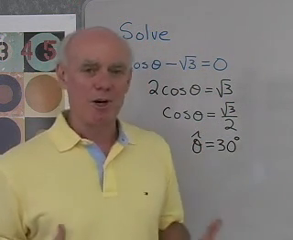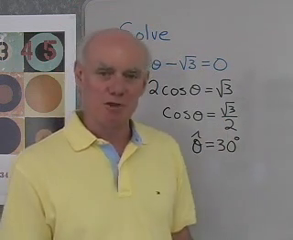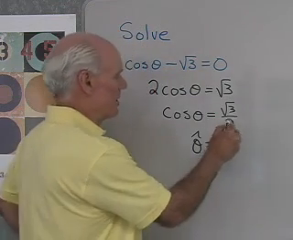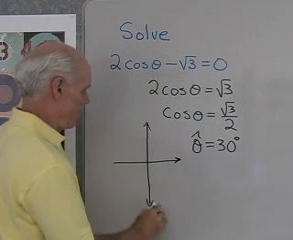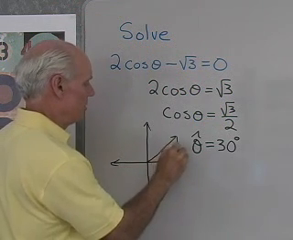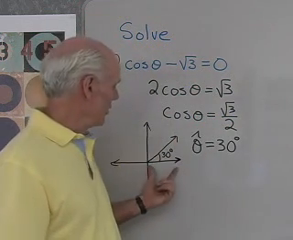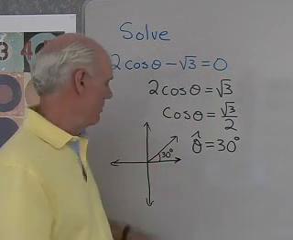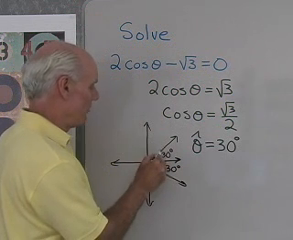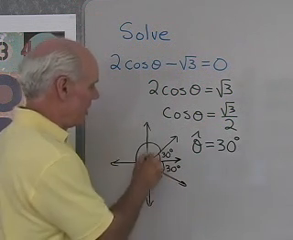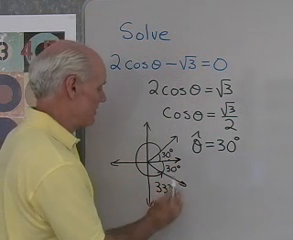Then I ask myself, okay, where is cosine positive? Cosine theta is equal to positive square root 3 over 2, so where does that happen? Well, cosine theta is positive in quadrants 1. Okay, so 30 degrees in quadrant 1. And since cosine goes with the variable x, I know that cosine is positive in quadrant 1 and quadrant 4. So I'm going to draw in a reference angle of 30 degrees in quadrant 4 and name this angle as 360 degrees minus 30 degrees, which will be 330 degrees.